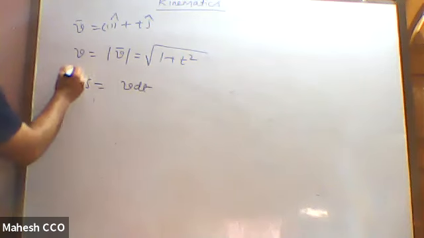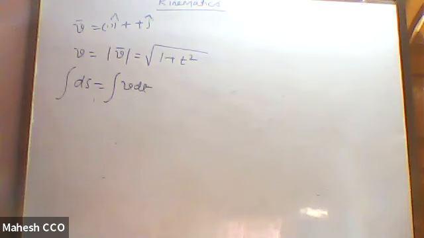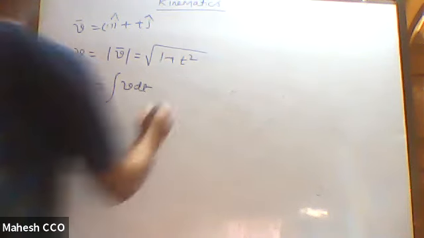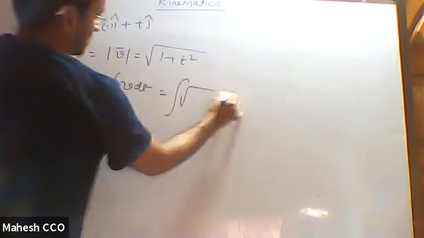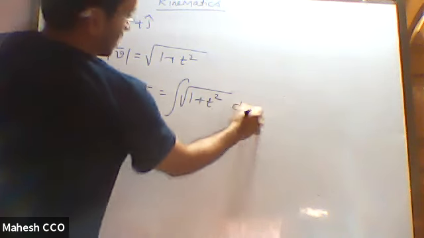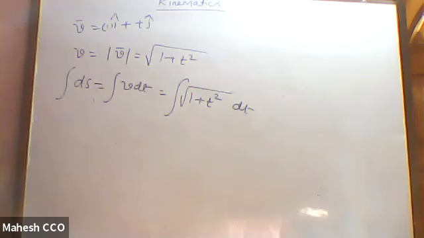So the total distance will be integral v dt. It is quite different from calculation of displacement, because there we have to integrate 1 and t separately. 1 dt we have integrated, t dt we have integrated along x and y. That was quite easy. But the distance covered is difficult to integrate. We have got root of 1 plus t square dt. In order to perform this integration, we have to make use of certain things.